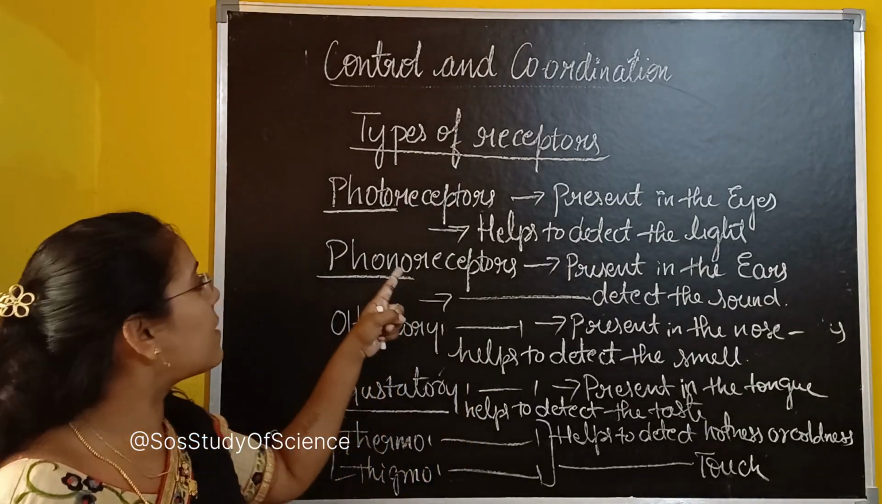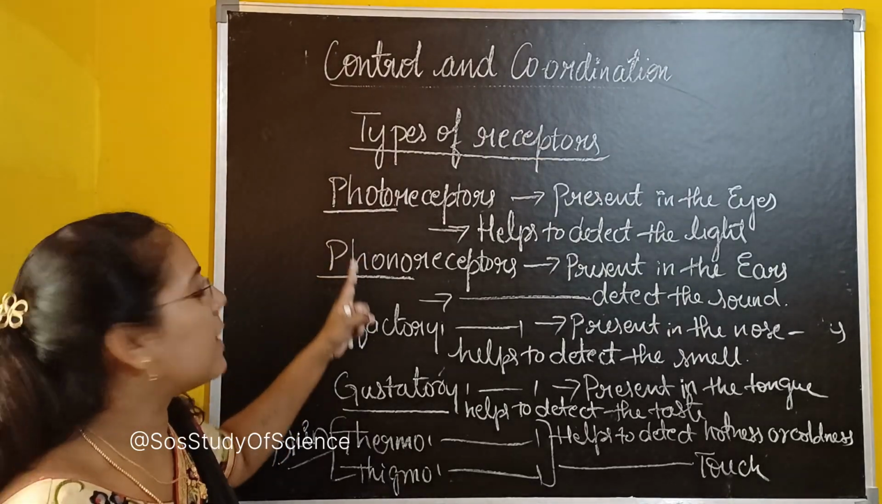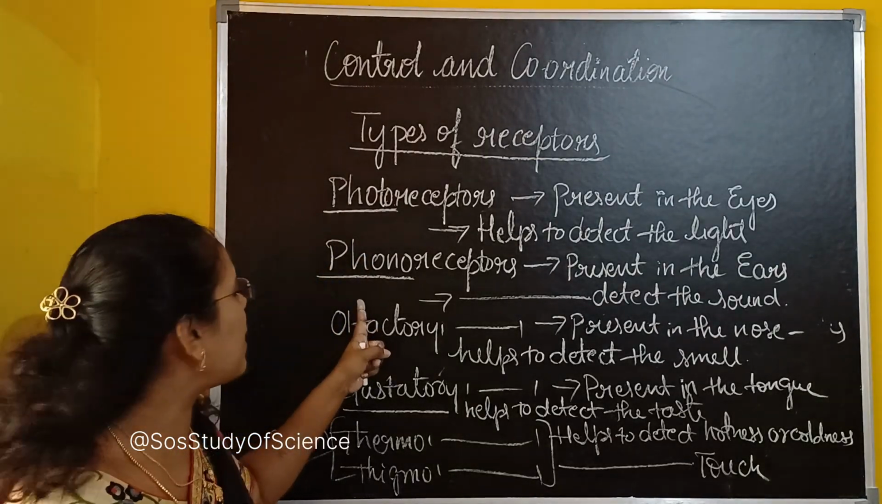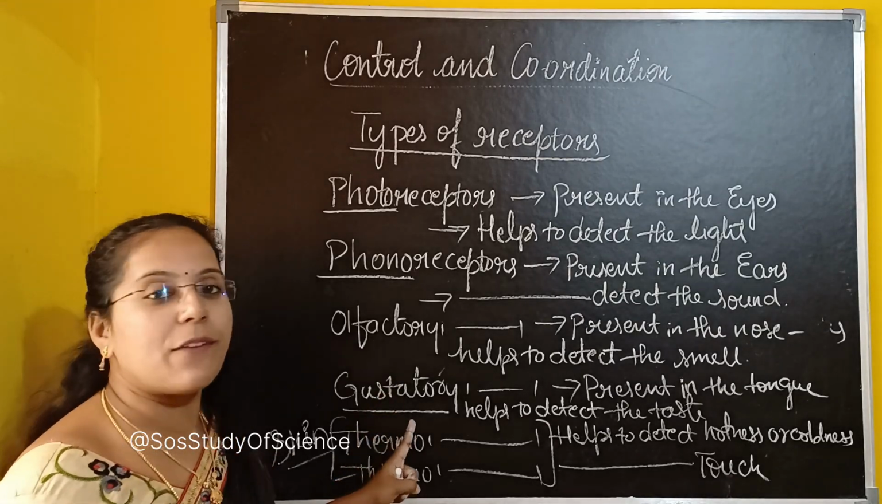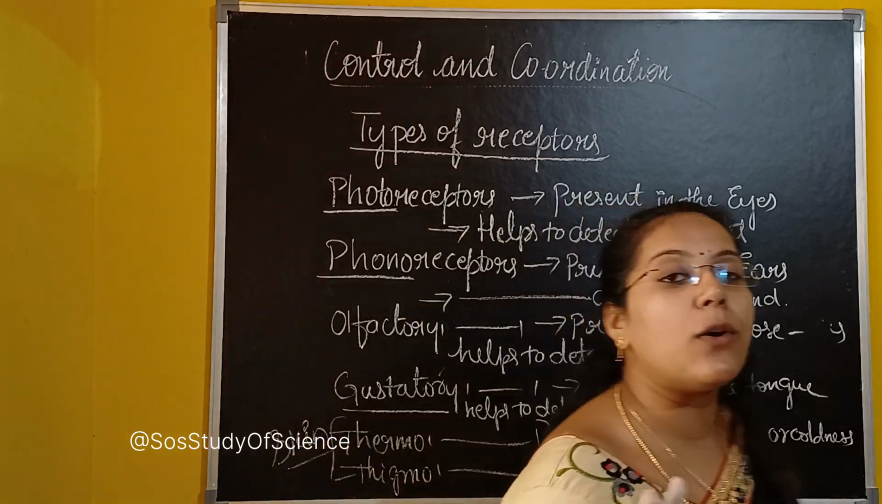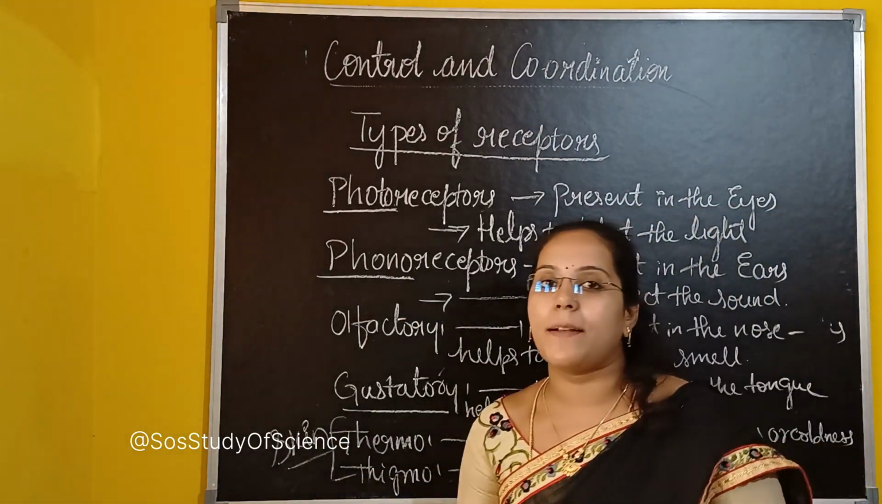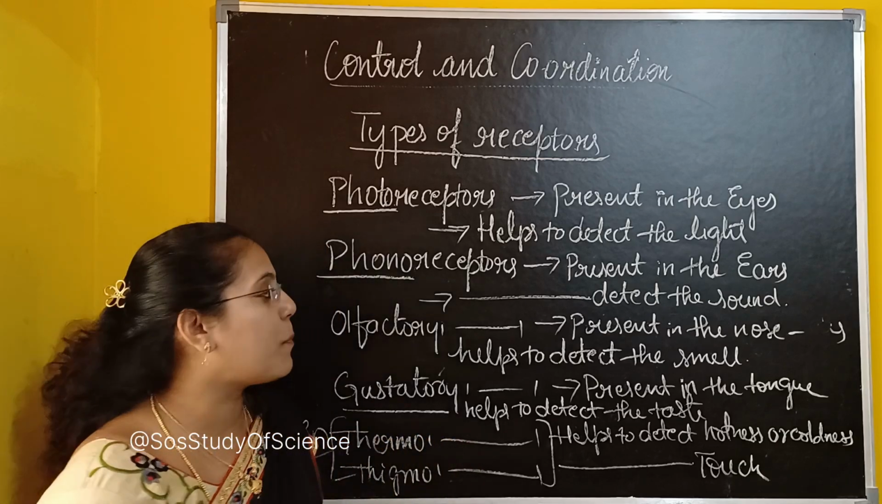See, five sense organs are there, right? In the eyes we have photoreceptors. In the ears we have phonoreceptors. In the nose we have olfactory receptors. In the tongue we have gustatory receptors. And in the skin we have thermo and also the thigmo receptors. I hope I am clear with this. This is very important. Please note down all these points.